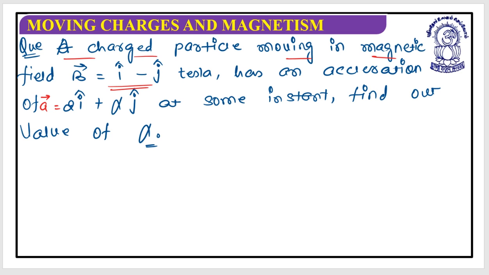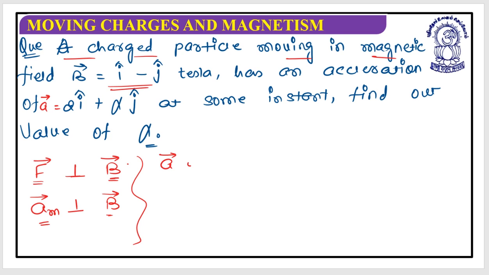We understood that when a charged particle is moving in a magnetic field, the force is perpendicular to the magnetic field. So the acceleration due to the magnetic force must also be perpendicular to the magnetic field. If these two are perpendicular, I can write that the dot product equals 0. That means A dot B should be equal to 0.